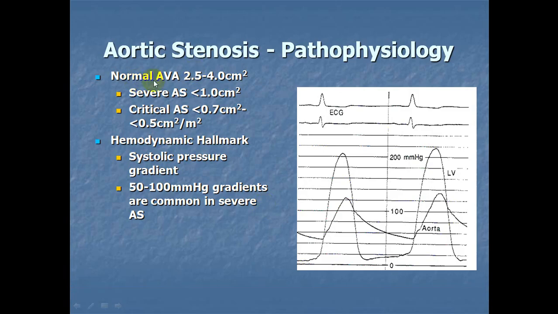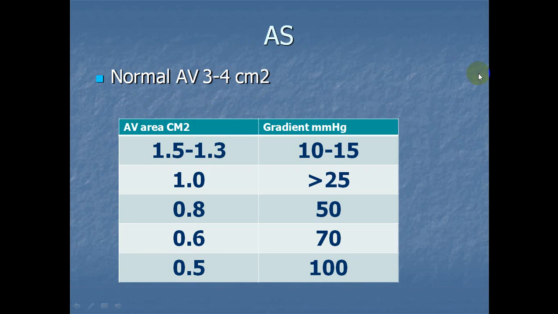The normal area, as we said, is 3 to 4 square centimeters. Severe stenosis is less than 1 square centimeter. Critical aortic stenosis is less than 0.7 to 0.5. The hemodynamic hallmark is the systolic pressure gradient between the left ventricle and aorta, and a 50 to 100 millimeter gradient is common in severe aortic stenosis. Critical is more than a 100 millimeters of mercury gradient between the left ventricle and aorta.